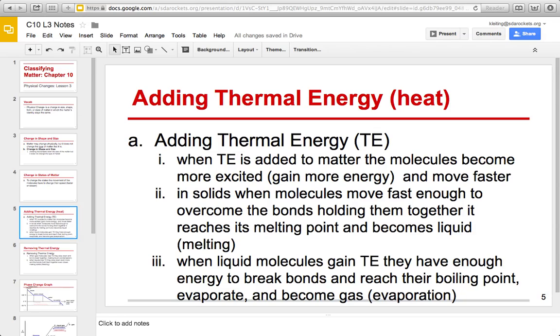When liquid molecules gain thermal energy, they have enough energy to break bonds and reach their boiling point, which is evaporation. When that happens, they evaporate and become gas. So, when we say we break bonds in solids, there's still bonds there. There's still bonds that are holding the things together because the liquids we know are still condensed enough or held together enough, and they still have bonds. It's just not as strong, and there's not as many bonds.